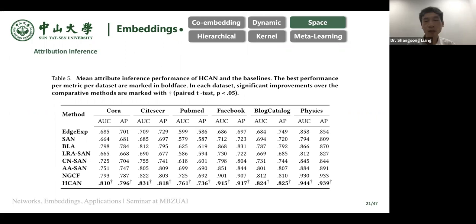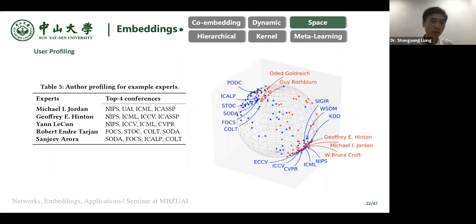We also did an experiment where we try to profile the nodes, to profile the users. For instance, we use the DBLP academic data set. In such a data set, if two scholars publish papers together, then they will have a link, and that is an academic network. Given some attributes of the nodes, we try to profile a scholar in the network. So we map the nodes into the hyperspherical space, and then we get the performance here.